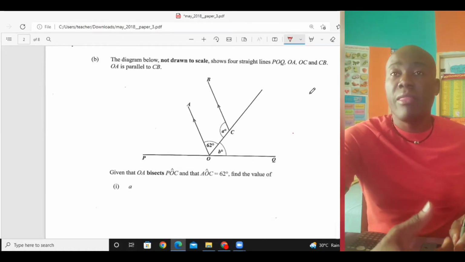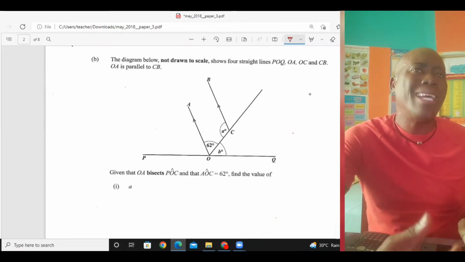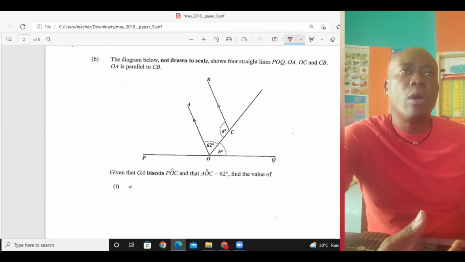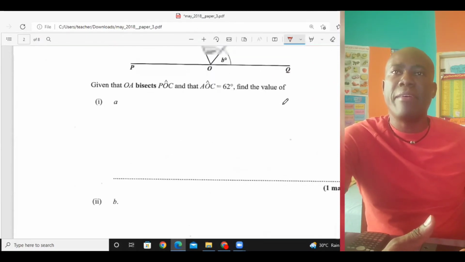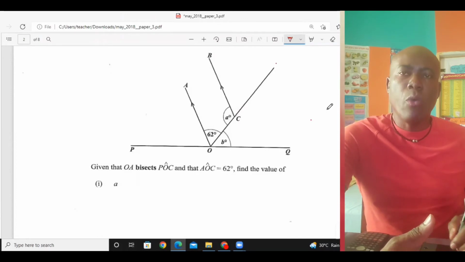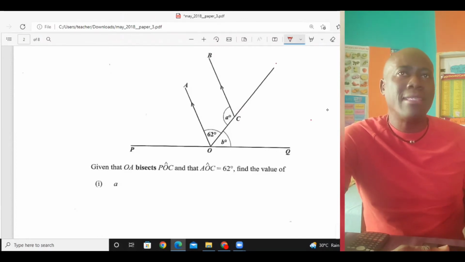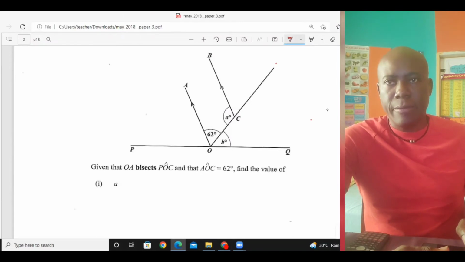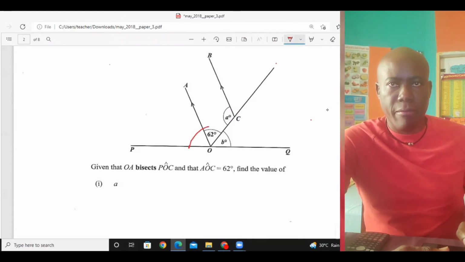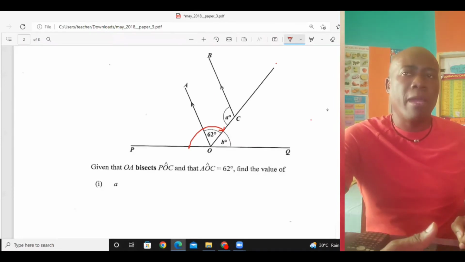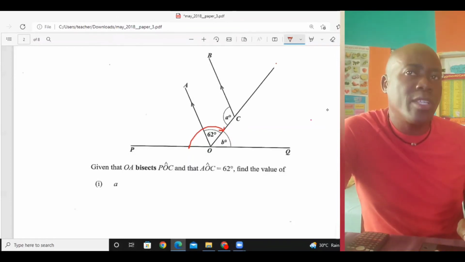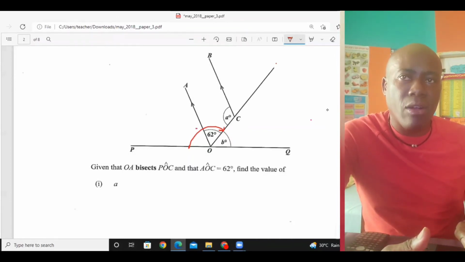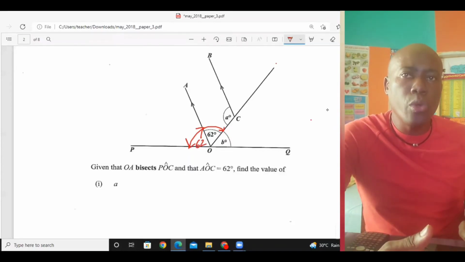So we're told that the line OA bisects the angle, and we know what bisect means. It means to cut into two equal pieces. What they want us to find now is the value of A. Now we were told that POC, which is this angle, was bisected. And when you bisect something, you cut it into half, two equal pieces. So when it was bisected, half of it was 62, which is telling me that this angle here is also 62 degrees.